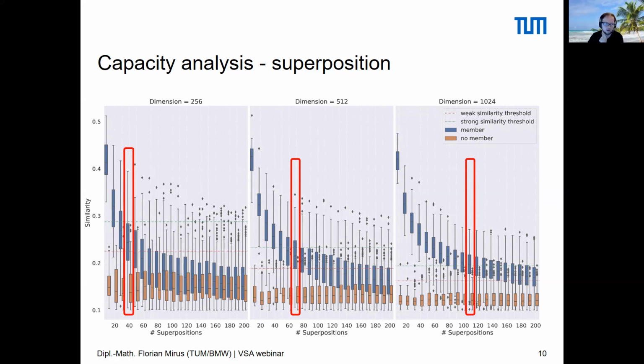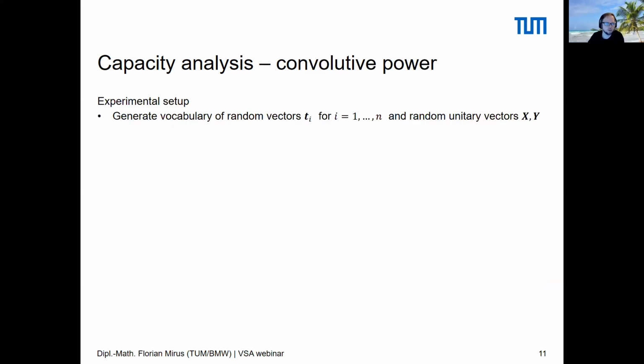I looked at two similarity thresholds, and we can see that for 256 dimensional vectors, we're safe with up to 40 superpositions, and for 1024 dimensional vectors, we can even safely sum up 100 vectors. Even if we use a weaker similarity threshold, these numbers go up accordingly. But we're not only interested in simple superposition, but also in the representations involving the convolutive power.